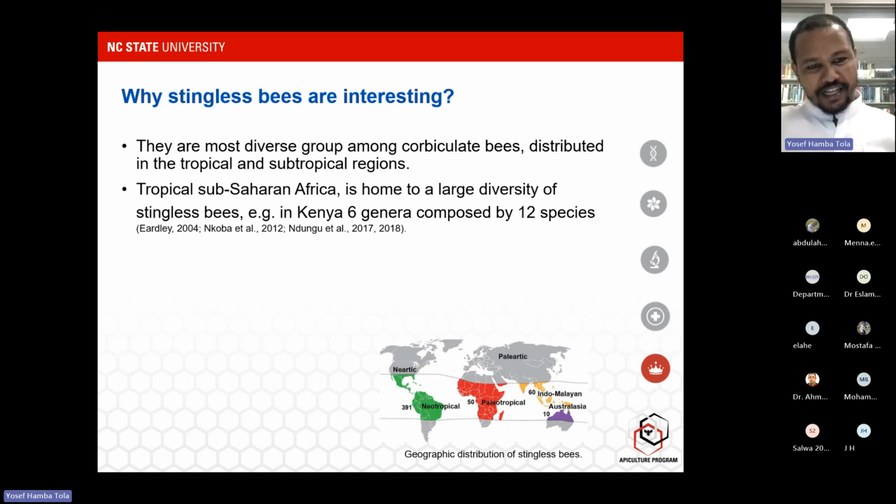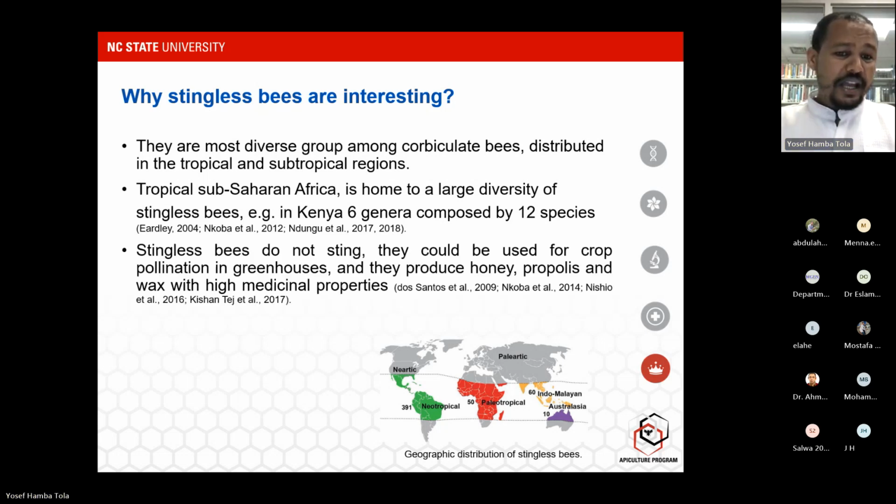And especially in sub-Saharan Africa, it's home to a large diversity of stingless bee species. If I give you an example, in Kenya, we have 6 genera, which are composed of 12 species of stingless bees. And the other important thing is that stingless bees do not sting like honeybees.